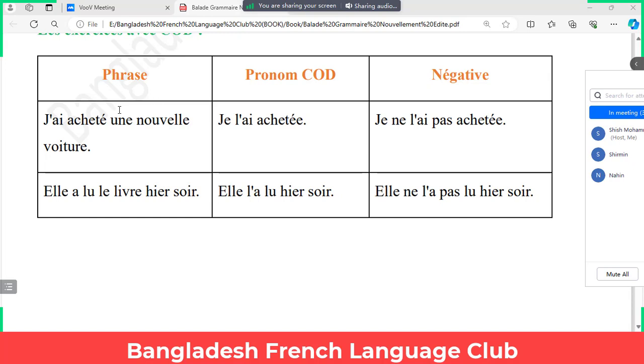Now a couple of things you need to understand. Which one is the direct object and which one is the indirect object? Do you know how to recognize the direct object and indirect object? Do you have any ideas about it?